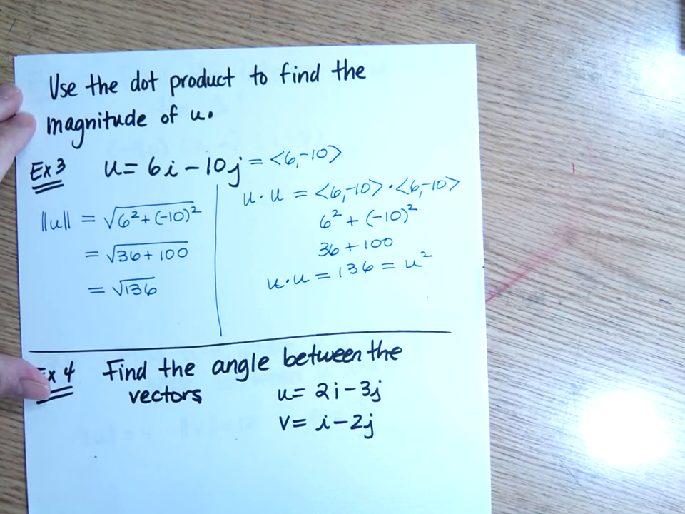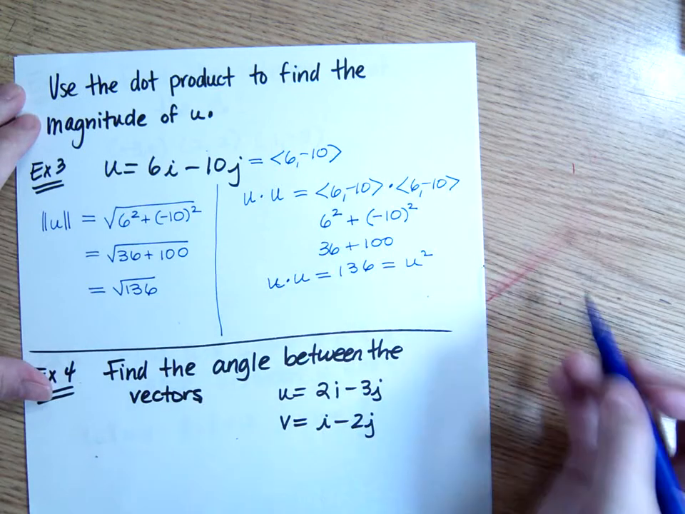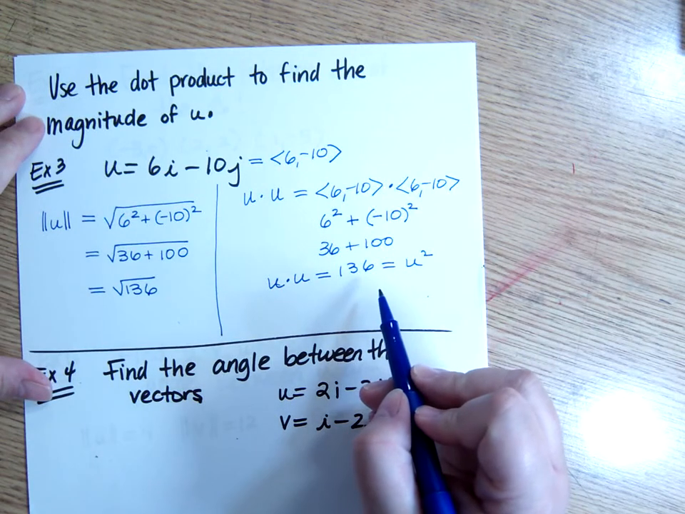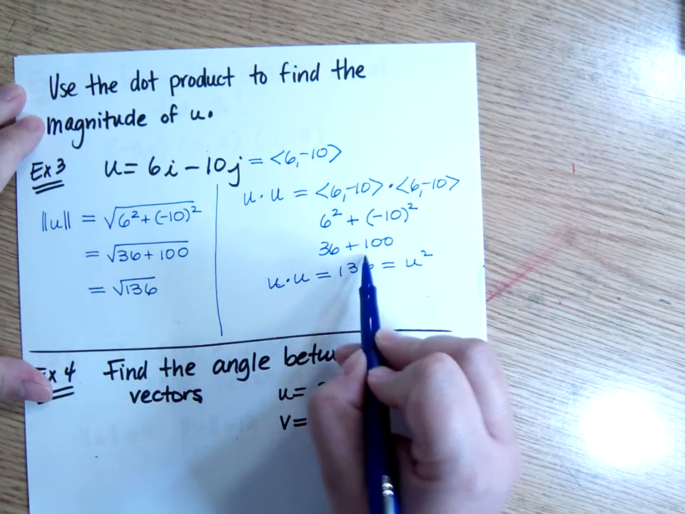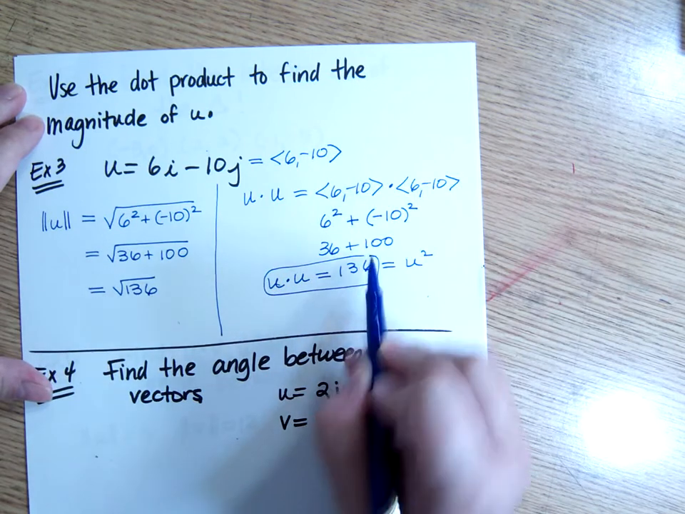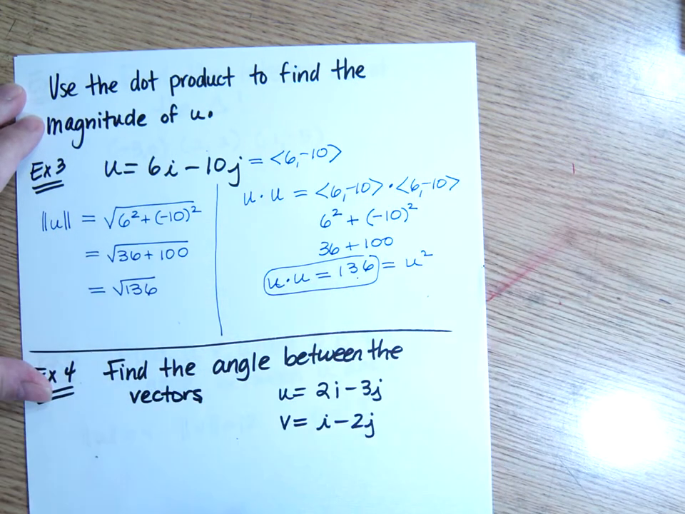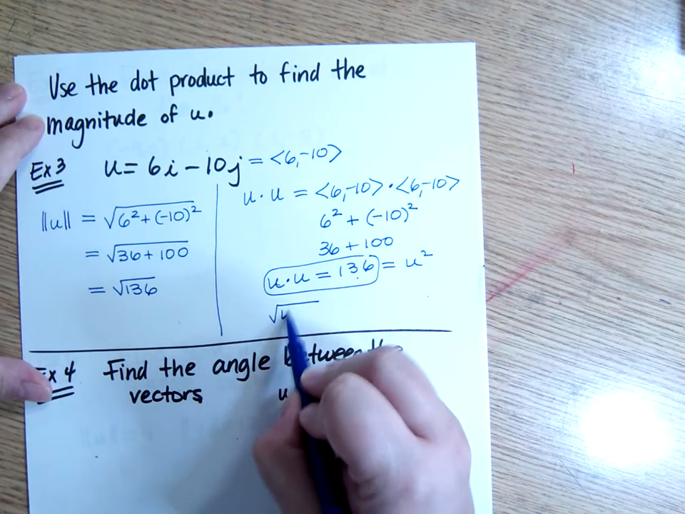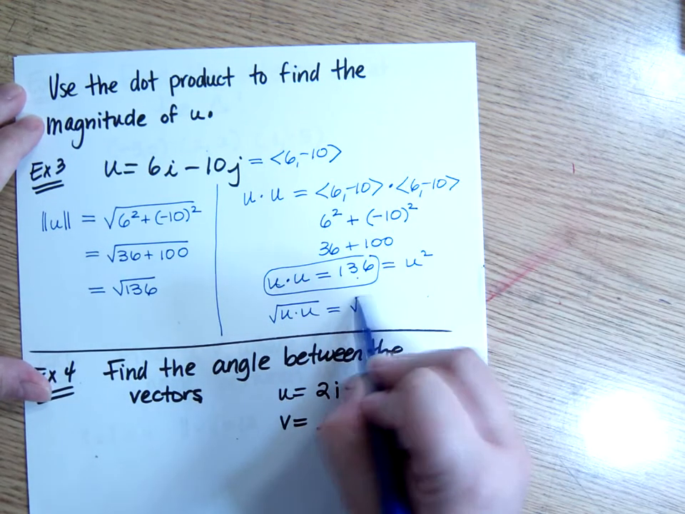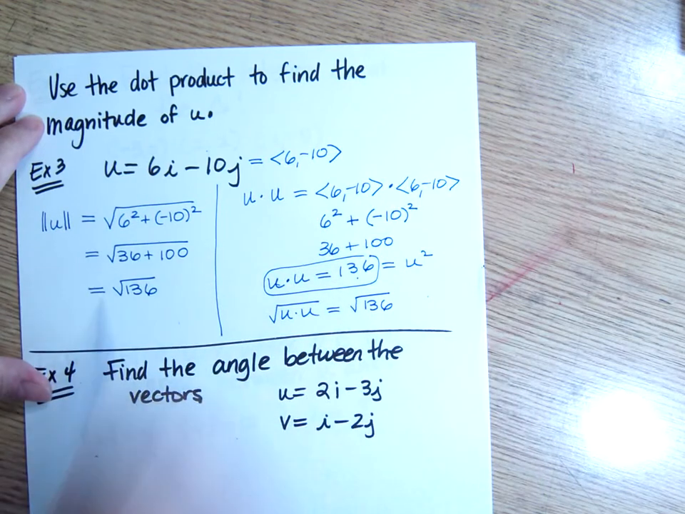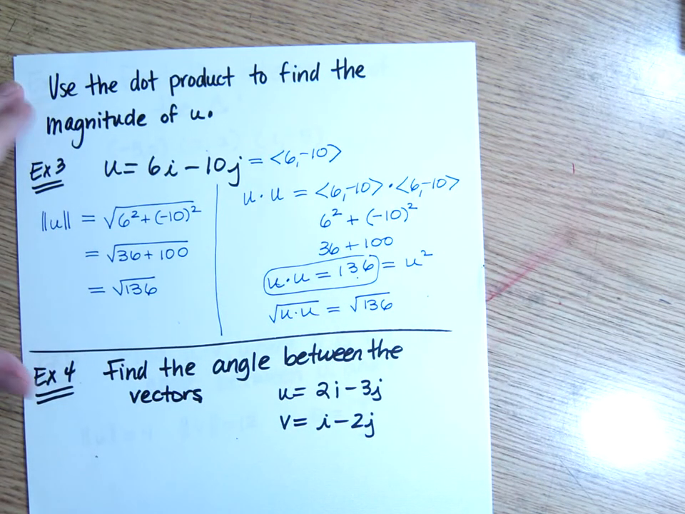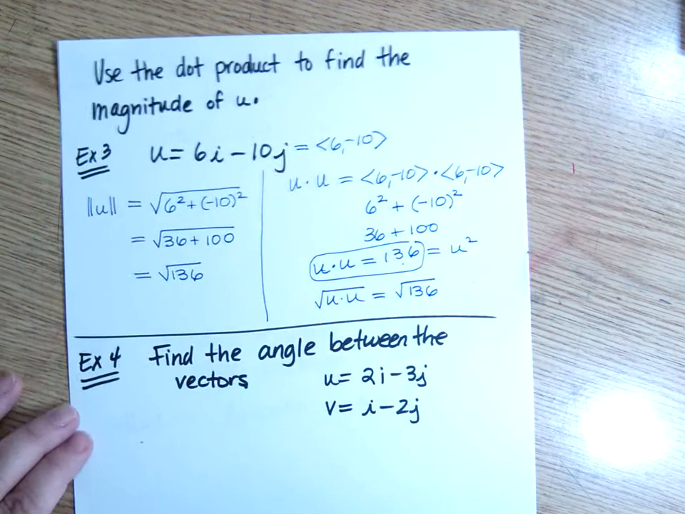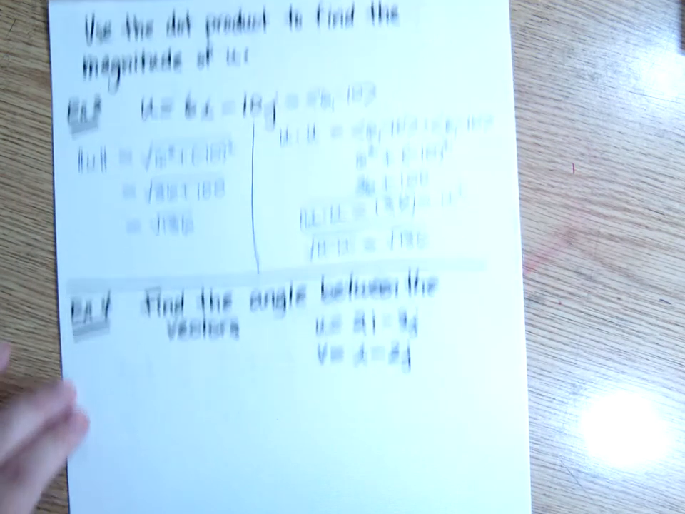What they're pointing out here is that the dot product of u and itself is the square of the magnitude. So if I take the square root of that dot product, I get the same thing as what I did for the magnitude. So the dot product is the square of the magnitude. It's just an observation they want you to make here. It may come back to haunt you later.